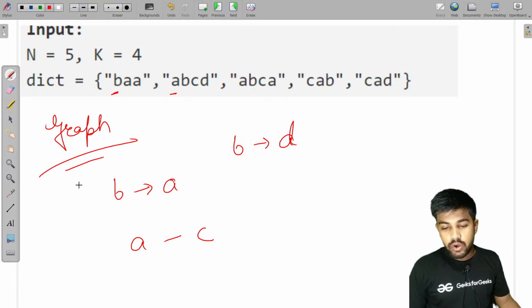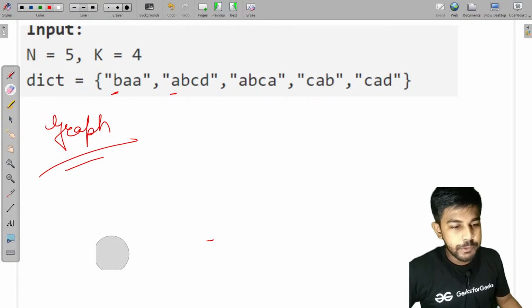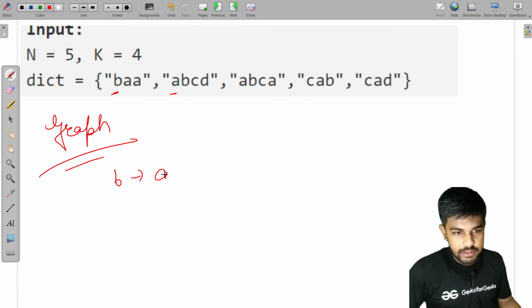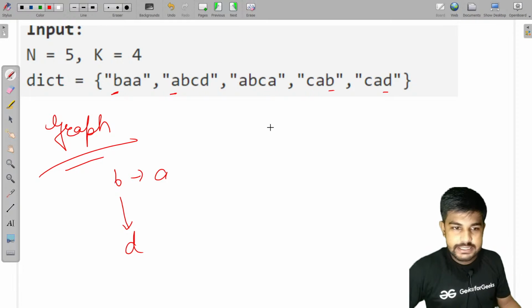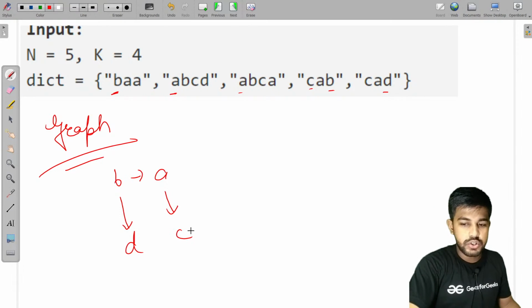So now, the first thing I would do is build a graph. How would I build a graph? B to A, and then B to D, and then A to C. Good to go.